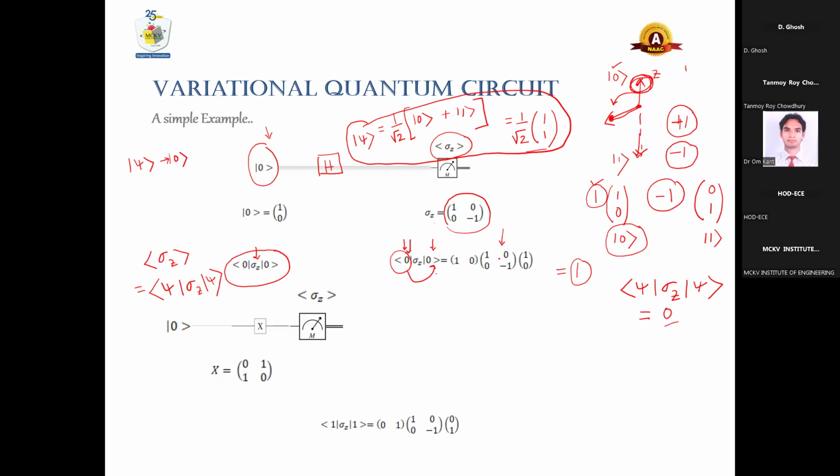And if you work out the mathematics, you will see that instead of taking (1, 0), you take (1, 1).